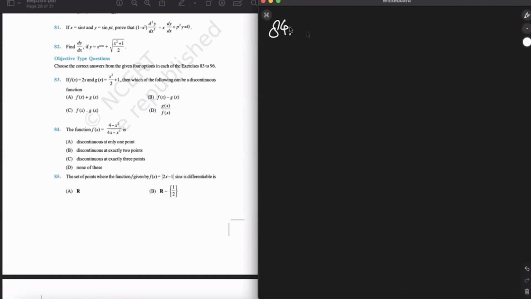Question 84. Function f(x). f(x) has been given to me as 4 minus x square whole divided by 4x minus x cube. Now 4 options have been given to me saying that it is discontinuous at only one point, it is discontinuous at exactly 2 points, at exactly 3 points, and none of these. So what will be the answer for this?